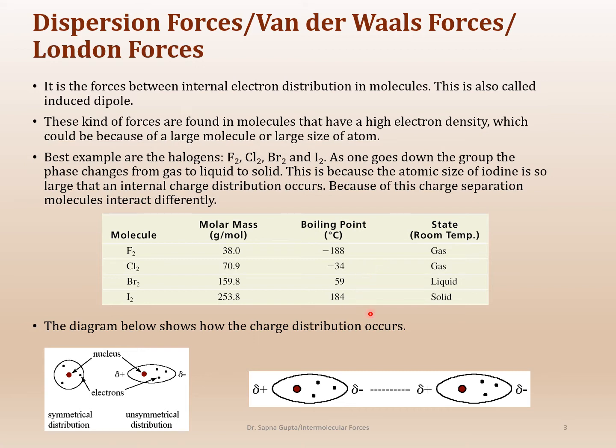So it means that there must be something that's working for it, and what is working for it is really this asymmetric distribution of what we call induced dipole. So iodine, being such a huge atom, can cause this internal distribution of electrons and protons, which then has this induced dipole type of intermolecular force.